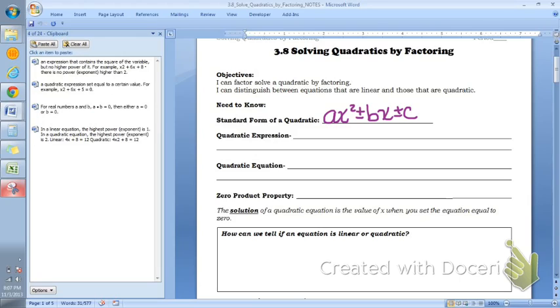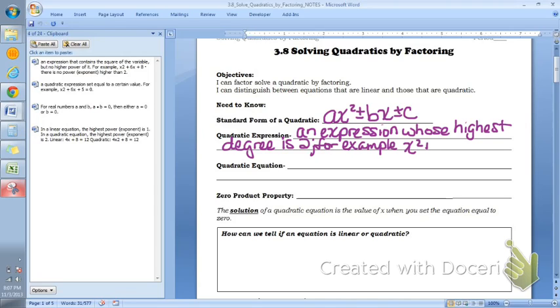So a quadratic expression is an expression whose highest degree is 2. For example, x squared plus 6x plus 8.